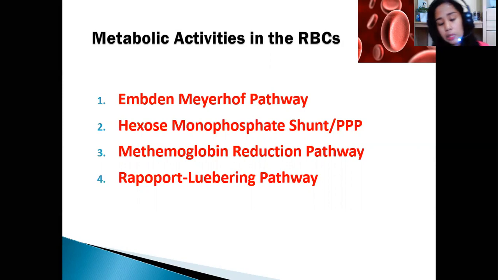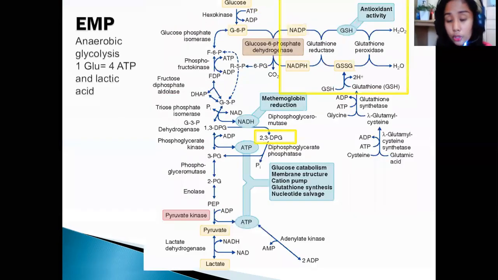And Rappaport-Luebering shunt, isn't it that this is the one which provides your 2,3-DPG, di ba? So your 2,3-DPG facilitates the delivery of oxygen. So pag andyan ang 2,3-DPG, di ba, shift to the right. Pag ang 2,3-DPG nawala, it will shift to the left. Once 2,3-DPG is gone, your red blood cell tends to hold on to more oxygen.